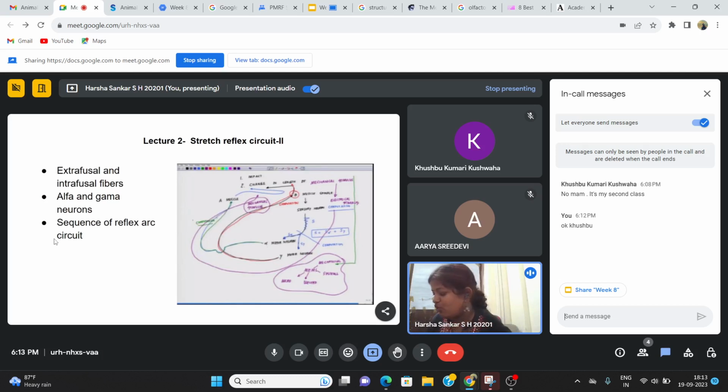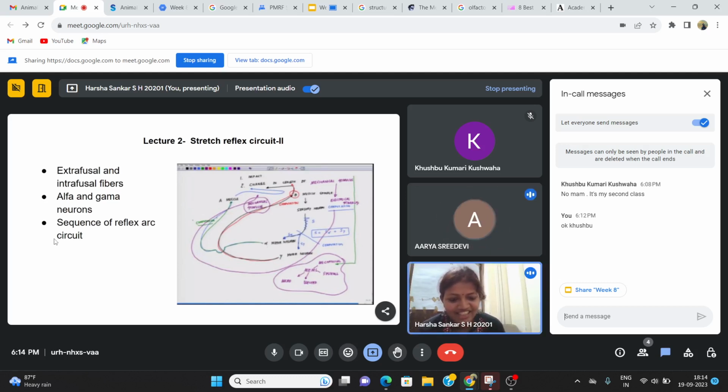What are those motor neurons? Alpha and gamma. Yeah, alpha is connected with which muscle fiber among these two? Intrafusal. Sure. Yes, ma'am, alpha is connected to intra... Sorry, ma'am, it's gamma. Alpha is connected to the extrafusal muscle.